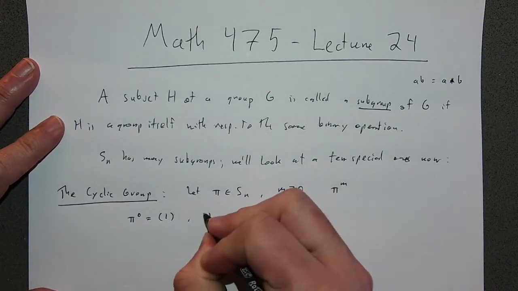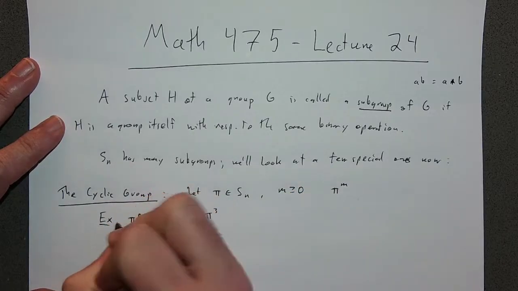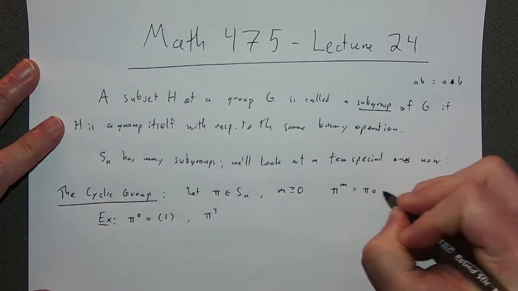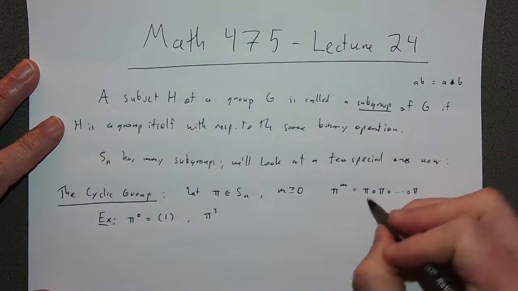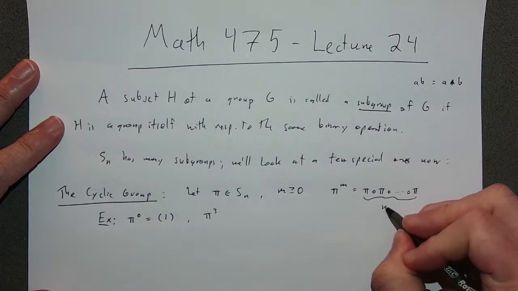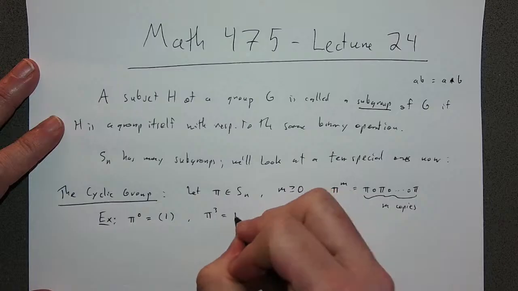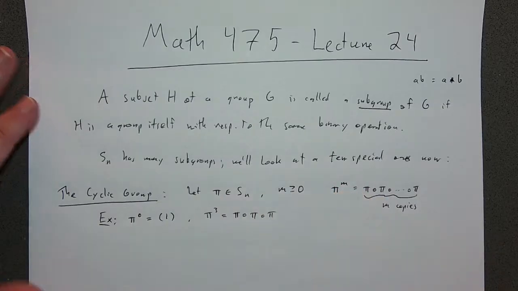Pi cubed is an example of this. This is pi composed with itself, so that there are m copies. So pi cubed is pi composed with pi composed with pi.